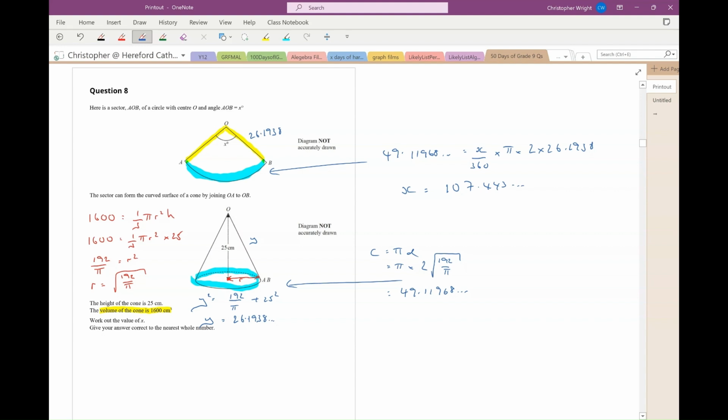I'm asked for the answer. Find x. Give your answer correct to the nearest whole number. 107 centimetres is my answer for x. And that's question 8 done.